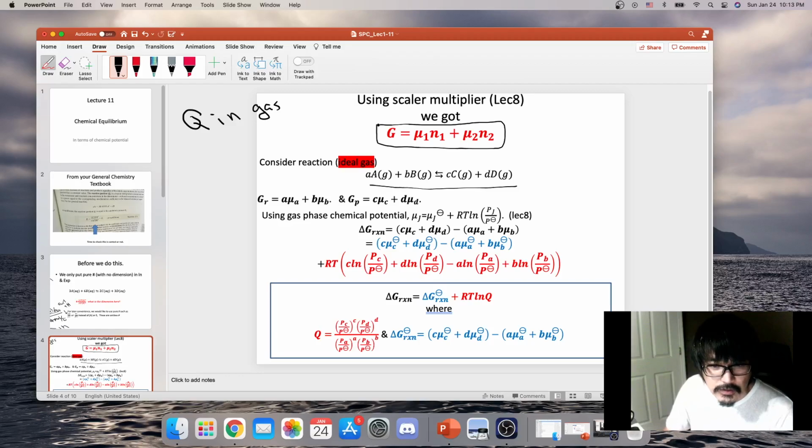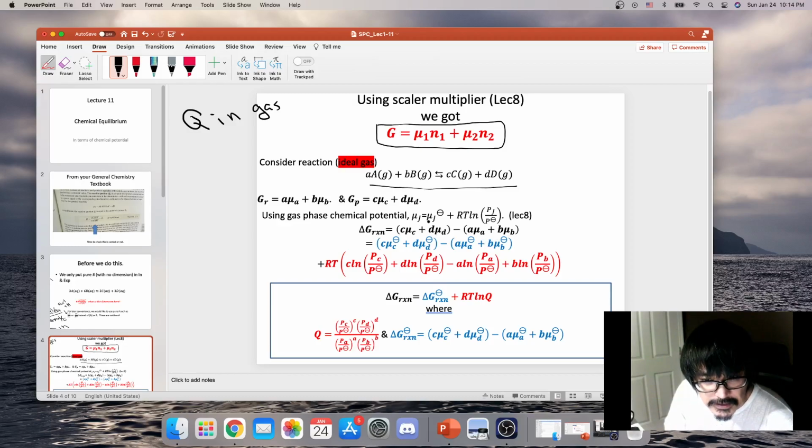So, not delta G, it's G for the reactant is this guy, right? You have a moles of A, b moles of B. That's what you have right here. And for the G product, it's given by this guy right here, because you have c moles of C, d moles of D. So that's what you get here. So the delta G, this minus that, is equal to this one.